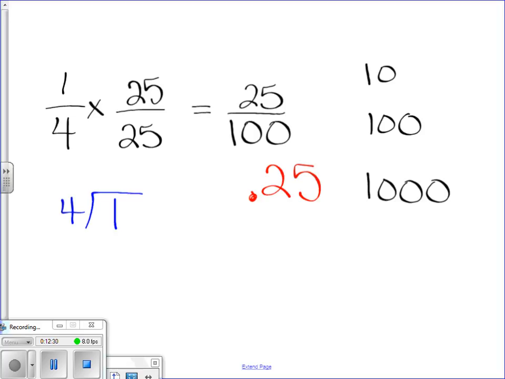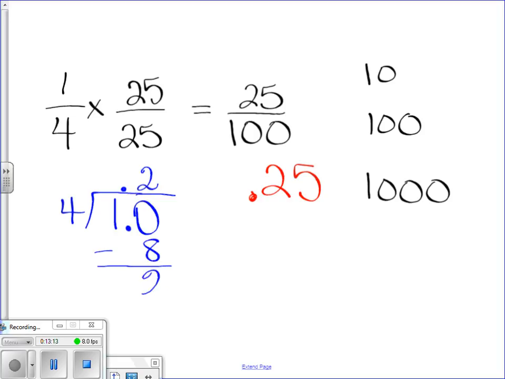4 dividing into 1. Can 4 go into 1? No. But when you're dividing to get a decimal, you are not allowed to have a remainder. That's the trick. So what do you have to have? A decimal. Then you have to add a 0. Now 4 is going into 10. How many times can 4 go into 10? 2.